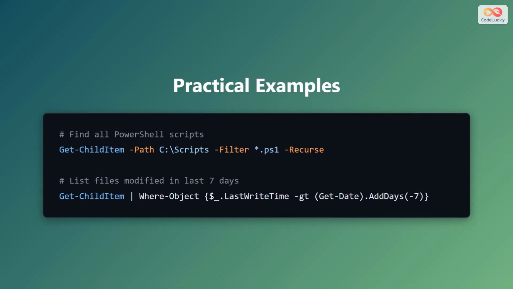Let's look at some real-world examples. To find all PowerShell scripts in a directory tree, you use Get-ChildItem -Path C:\Scripts -Filter *.ps1 -Recurse. This searches recursively for any file ending in .ps1. For more complex filtering, you can pipe the output to Where-Object. For instance, to list files modified in the last 7 days, you pipe Get-ChildItem to Where-Object and check if the LastWriteTime property is greater than today's date minus 7 days. This combination of filtering and piping makes Get-ChildItem incredibly powerful.